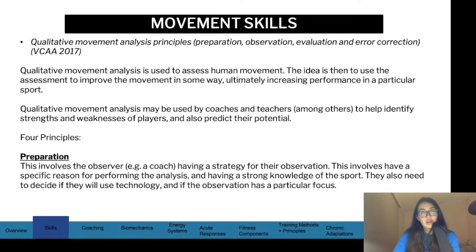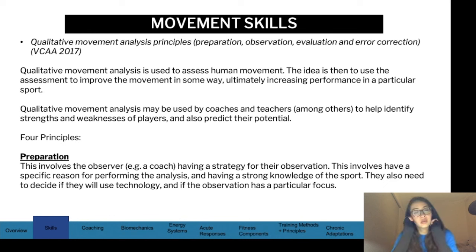Okay, so we've got QMA coming up next. So a QMA is used to assess human movement. The idea is then to use the assessment to improve the movement in some way, ultimately increasing performance in a particular sport. So qualitative movement analysis may also be used by coaches and teachers, amongst others, to help identify strengths and weaknesses of players and also predict their potential.